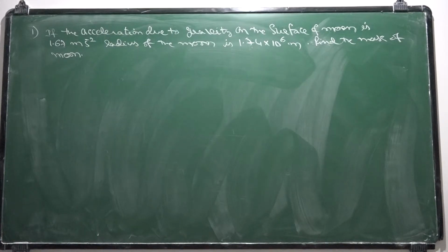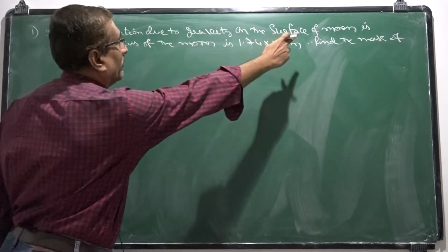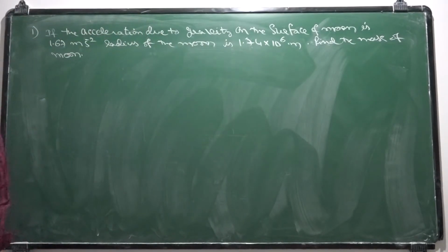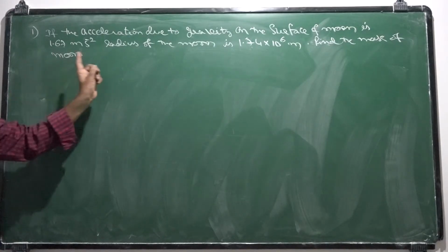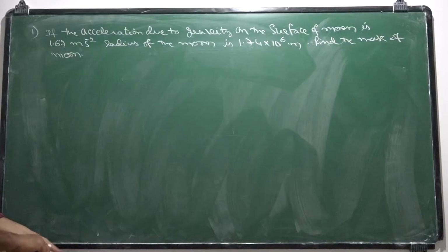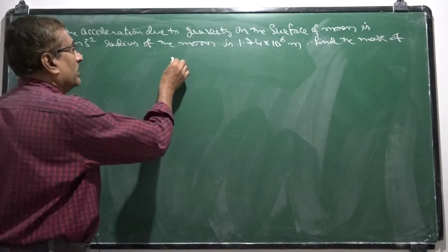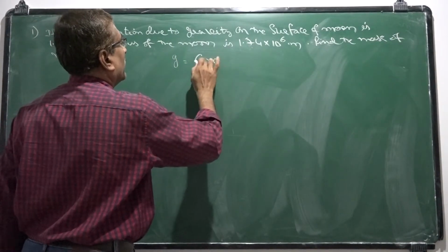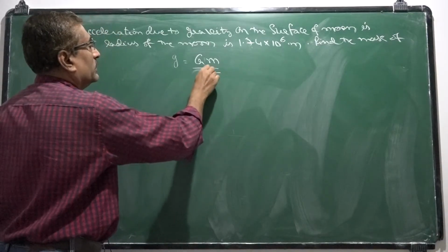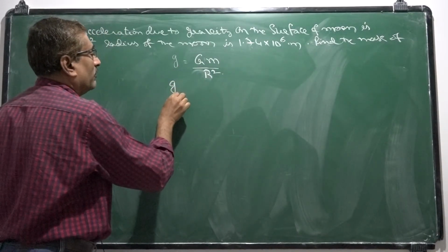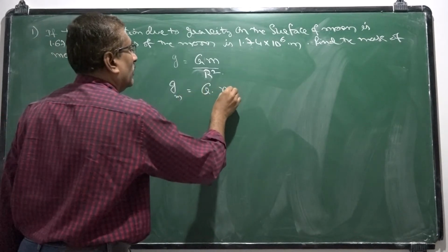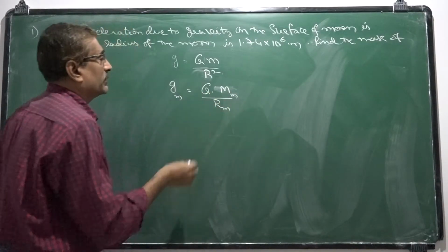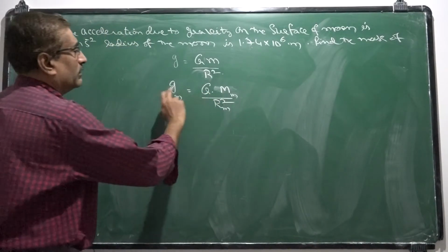Okay, from this data we have to calculate the mass of the moon, given the acceleration due to gravity on the surface of the moon and the radius of the moon. For this we use the relation between small g and capital G, that is small g is equal to GM by R square. So the acceleration due to gravity on the moon is equal to G into mass of the moon by radius of the moon, square. Now from this relation we have to calculate.